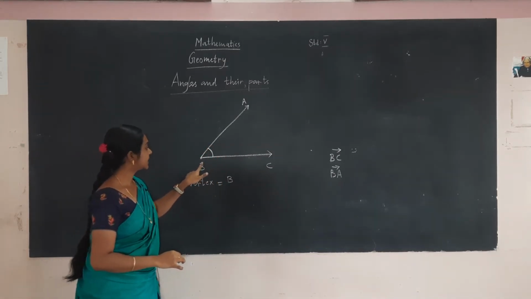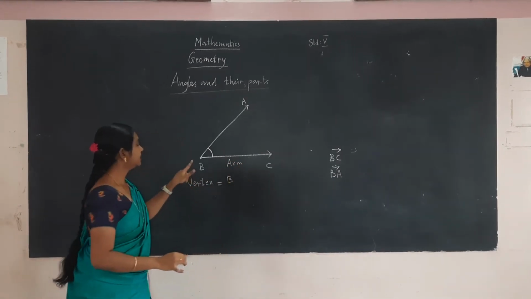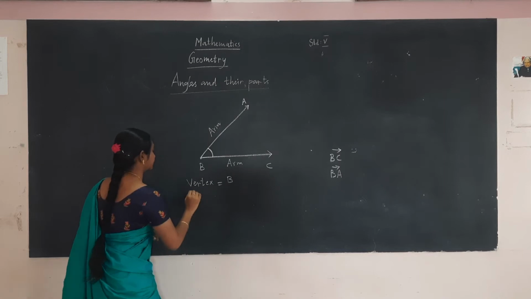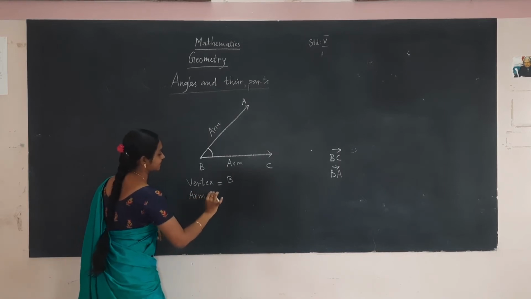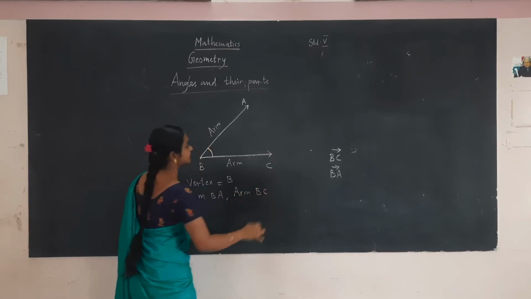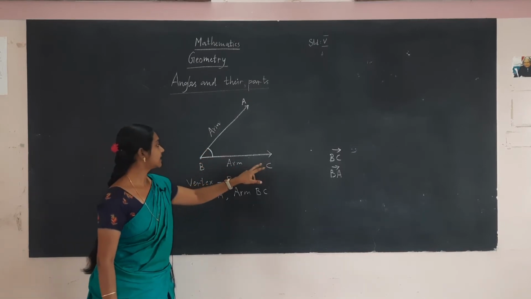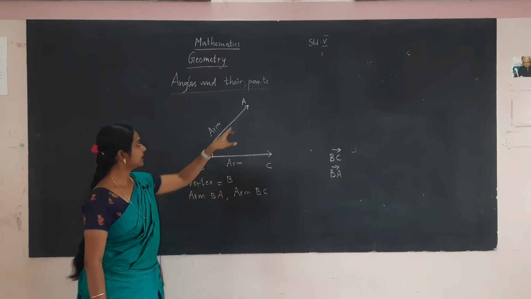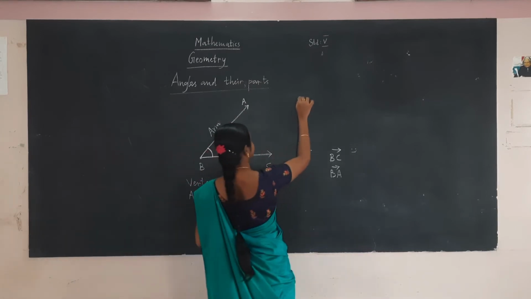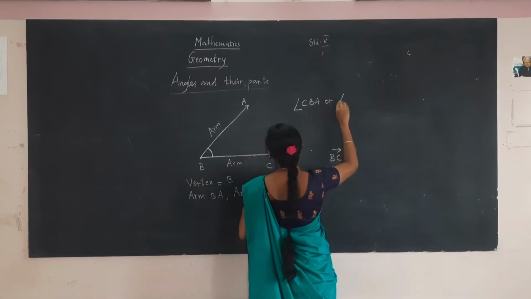We should say BC is an arm and BA is also an arm. An angle is formed in between. We should read this as angle CBA or angle ABC.